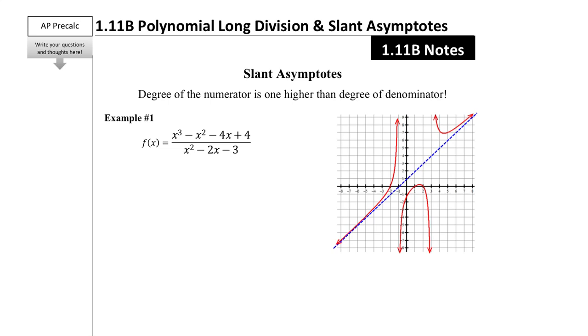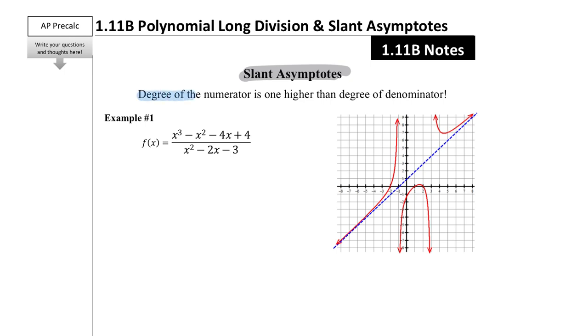Alrighty, so here is 1.11b. Long division, polynomial long division, and slant asymptotes. So we're going to review a little bit of our polynomial division. But the first thing I want to note is up here at the top, slant asymptotes.